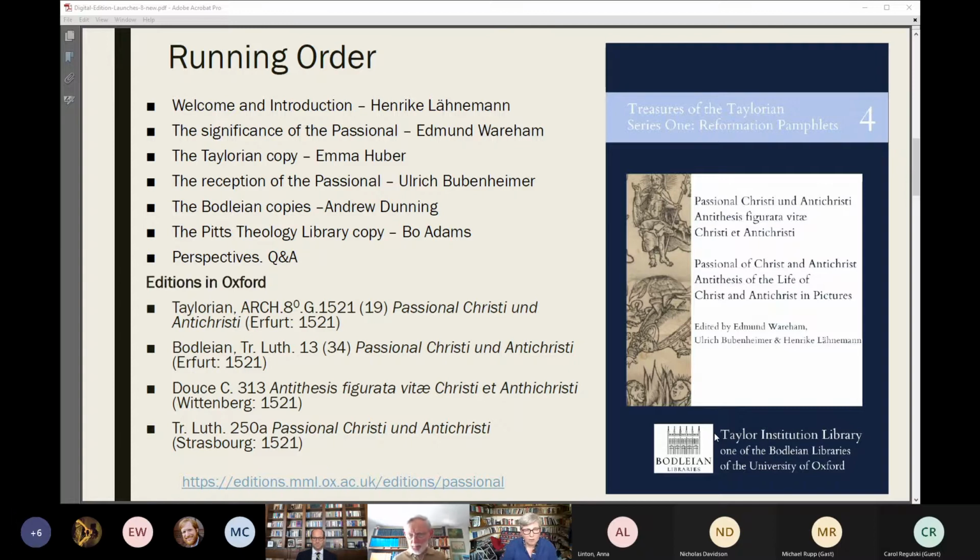So how we are running it today will be that we'll start with an introduction by Edmund Wareham, who has worked since 2016 on the Passional. Then we'll look at the Taylorian copy from which this whole engagement started. Then we'll have an engaged reader, Ulrich Bubenheimer, talking about what other readers made of the Passional.